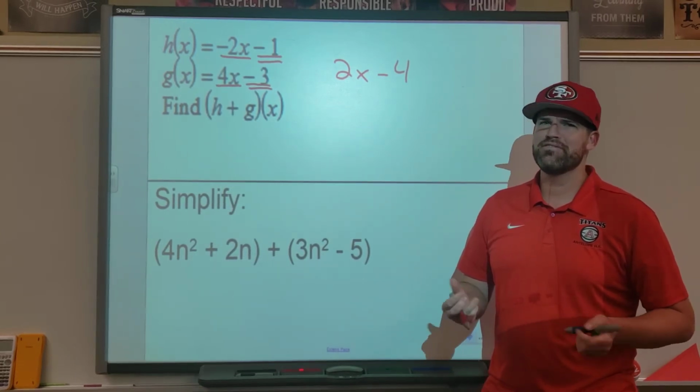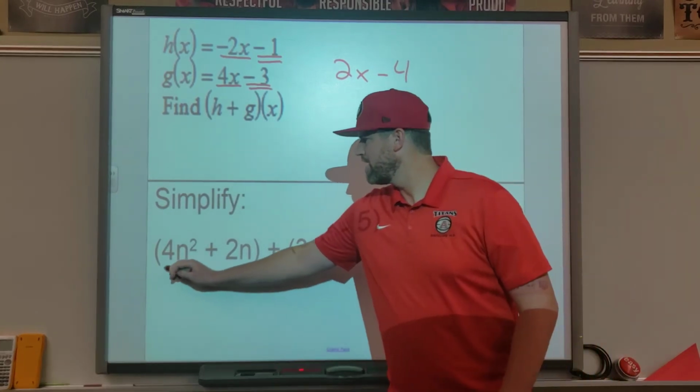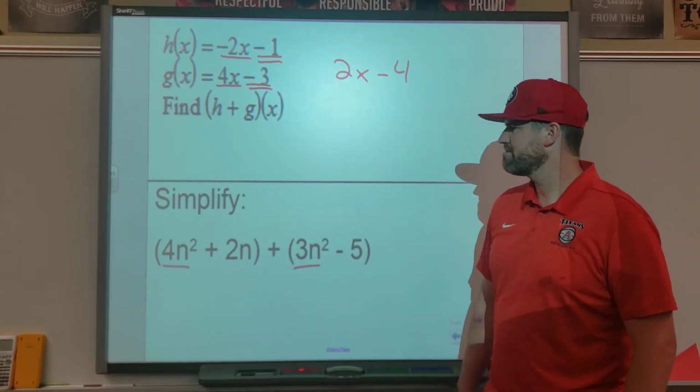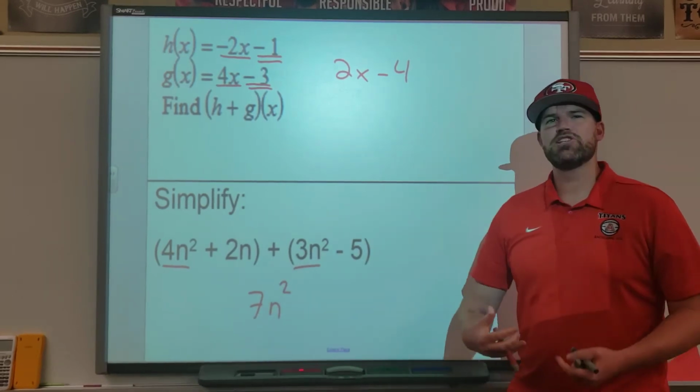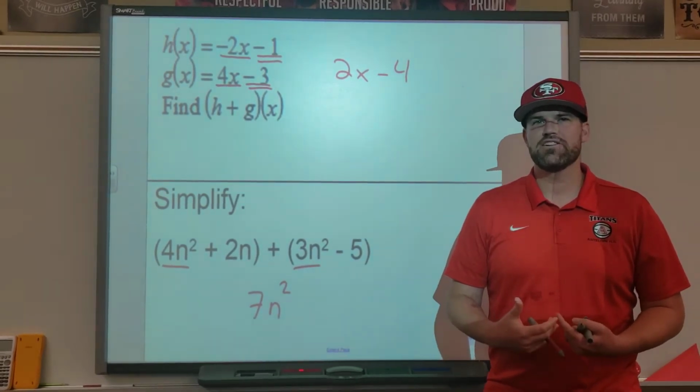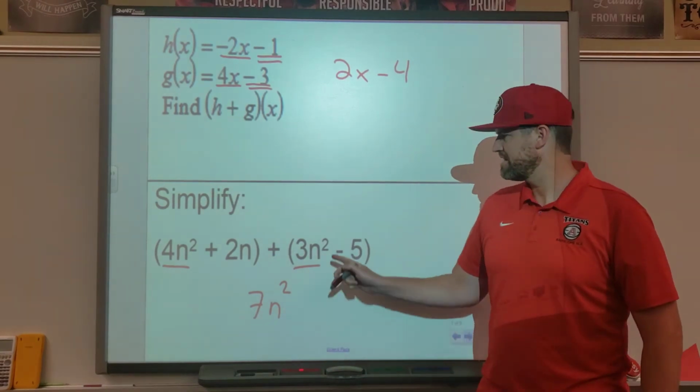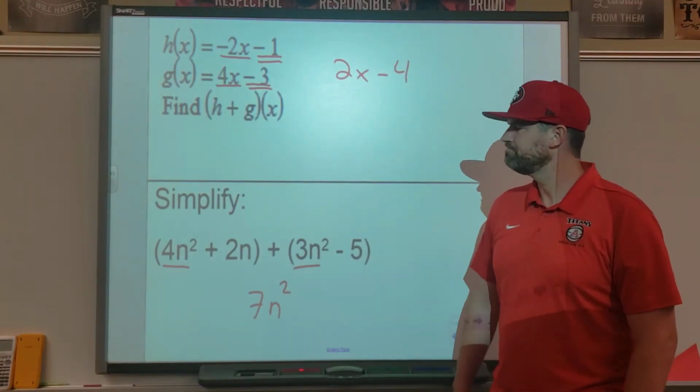Nice job, not bad for your first try, right? 4n squared goes with 3n squared, which makes 7n squared. Notice that we don't add the exponents when we combine like terms. They stay the same exponent, right? So it still stayed squared.